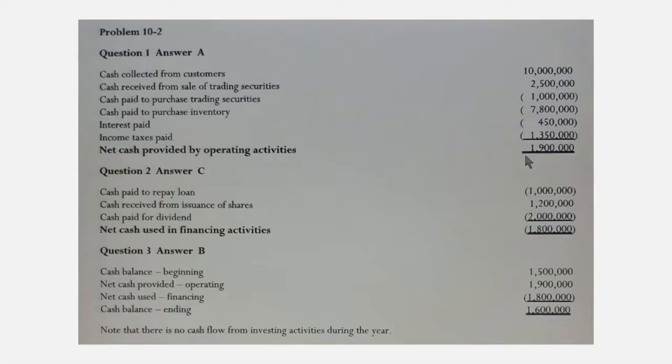So the net cash provided is 1,900,000, and then used for financing activities is 1,800,000. And for your cash balance, you have to combine all the activities there and the beginning balance, so you will get 1,600,000.